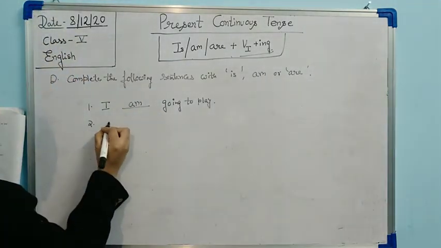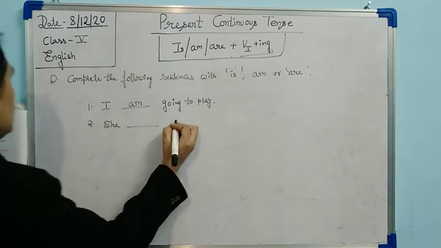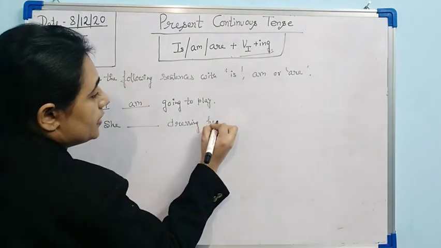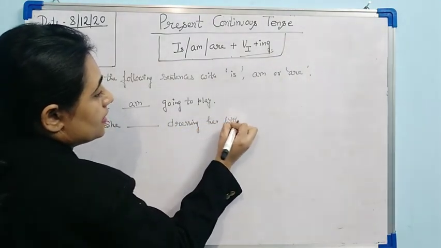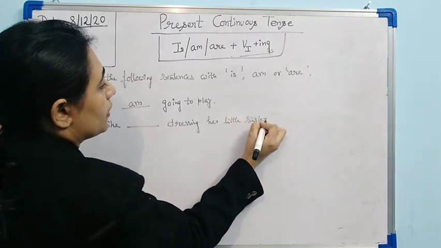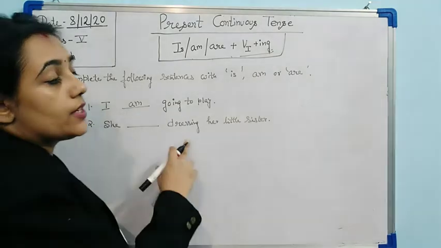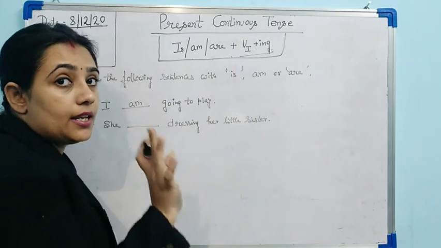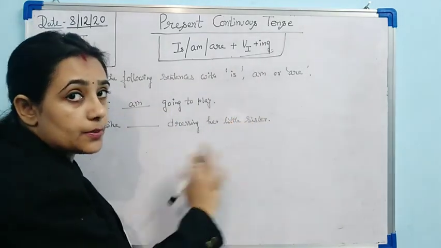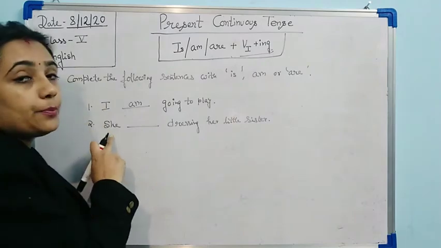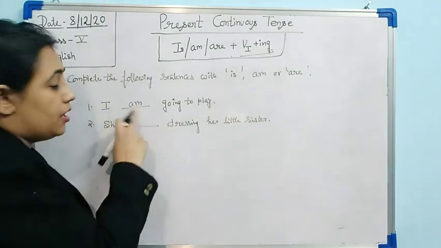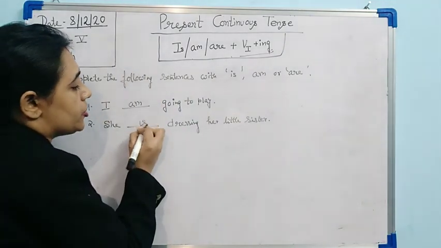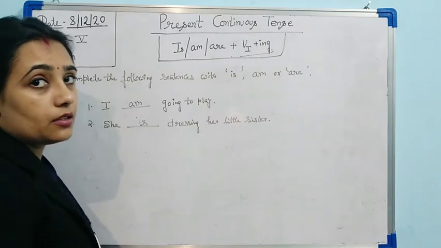Second sentence: She dash dressing her little sister. Okay, she dash dressing her little sister. Nothing to look at in this part. I am telling you, nothing to look at in this part. Just see the subject. She is a singular person. She is dressing her little sister. Okay.